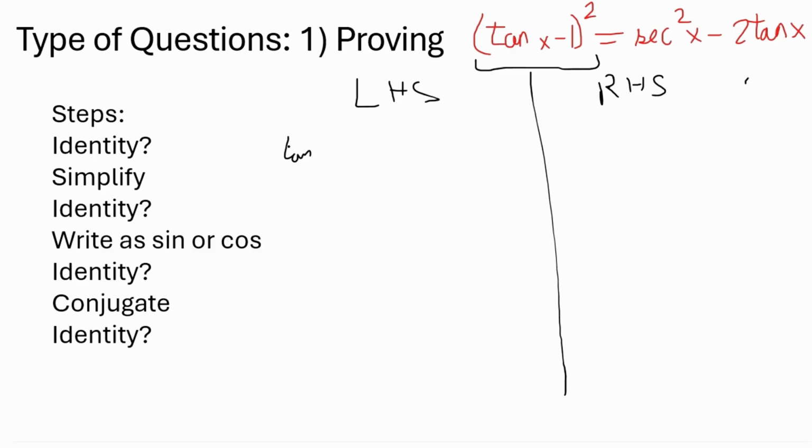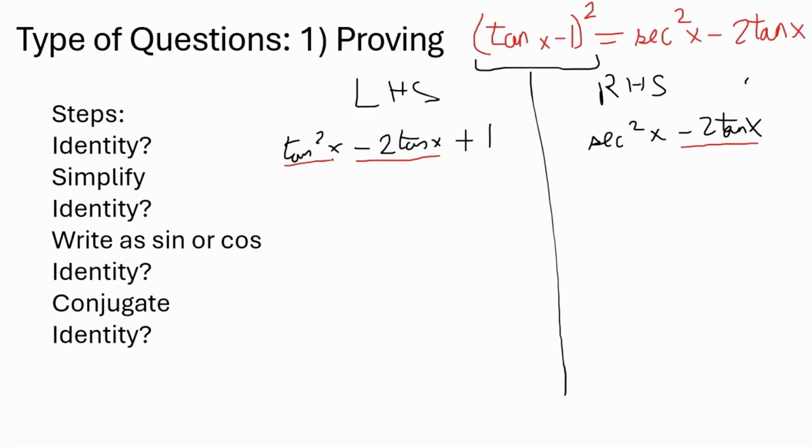So this becomes tan squared x plus 1 minus 2 tan x. And this just says secant square x minus 2 tan x. Now I see, are there any identities I can use? Well, also look at your answer, look at your question for clues. I see that minus 2 tan x and minus 2 tan x is the same.